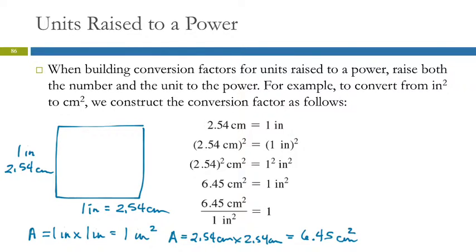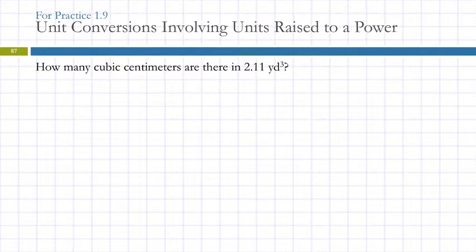Those will come up later. Let's do a problem. How many cubic centimeters are there in 2.11 cubic yards? Well, what's the given unit? Cubic yards. So they're giving me 2.11 yards cubed. And what are they asking for? Centimeters cubed.